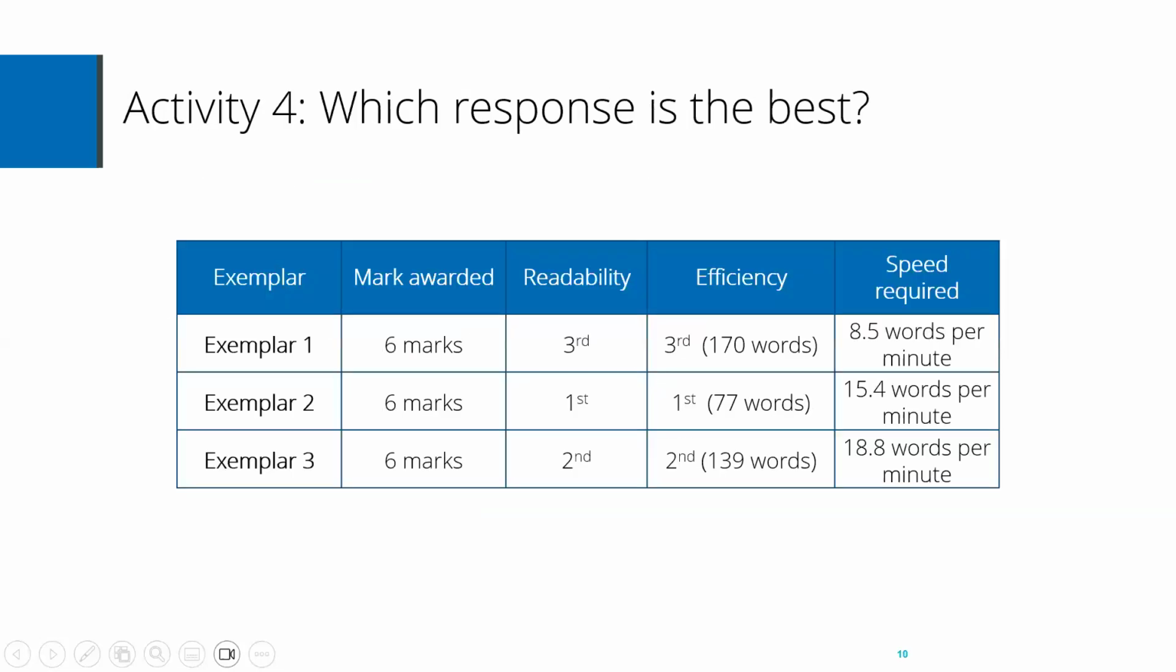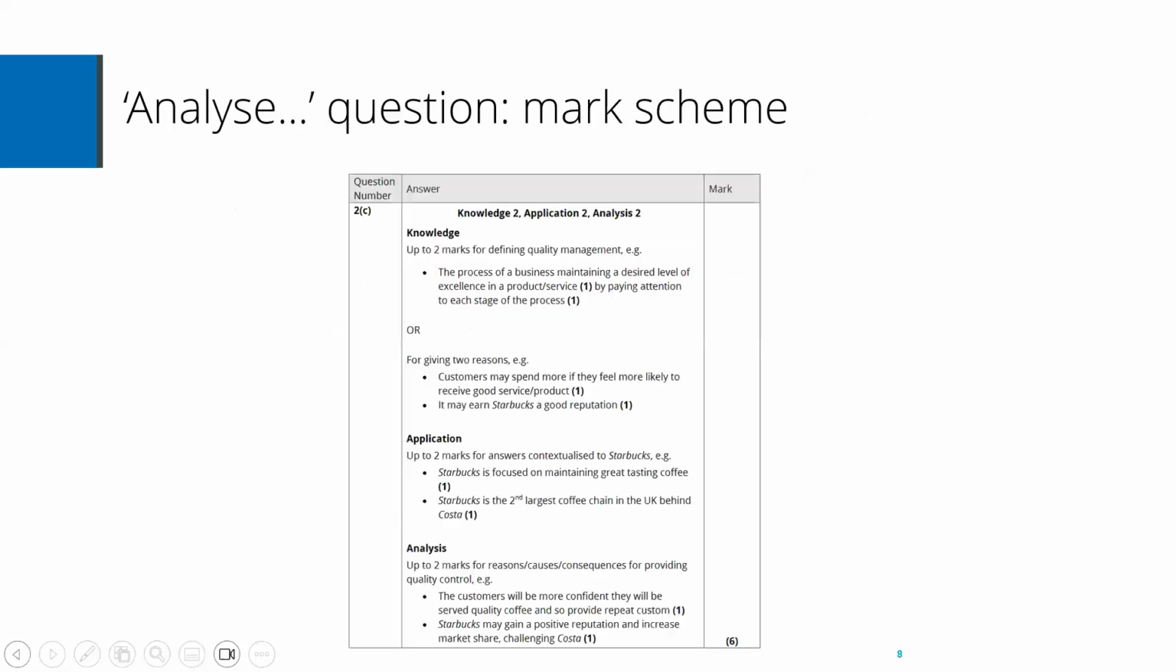Now, we've just gone a bit too far forward there. There's the mark scheme. Now, the funny thing about the analyze question is the knowledge element, okay? The two AO1 marks. Because you can get the two AO1 marks for providing a definition. Or you can get the two AO1 marks for giving the two reasons, the two ways, the two advantages, the two drawbacks, whatever the analyze two and the following word after the two actually is.